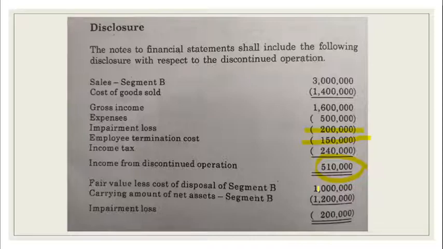So again, discontinued operations are closely connected to your non-current assets held for sale. Because technically, the treatment of your discontinued operation is that you classify it as held for sale, a disposal group held for sale. What you should remember is the measurement: the lower of carrying amount and fair value less cost of disposal.